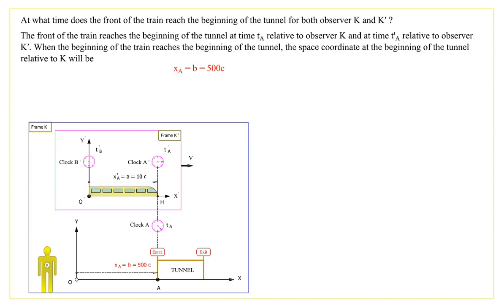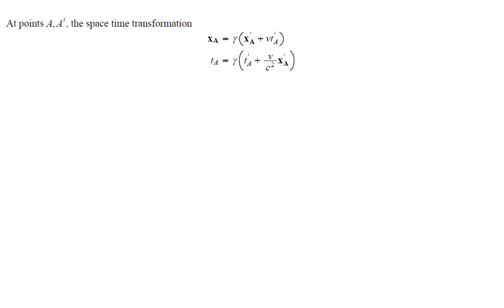When the beginning of the train reaches the beginning of the tunnel, the coordinate at the beginning of the tunnel relative to K will be xA equals b equals 500 c. And the space coordinate at the beginning of the train relative to K' will be x'A equals a equals 10 times c. At points A and A', the spacetime transformations are the following.